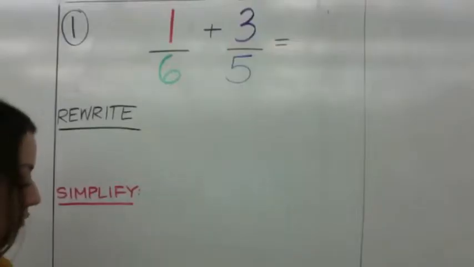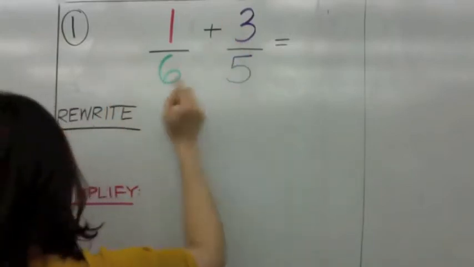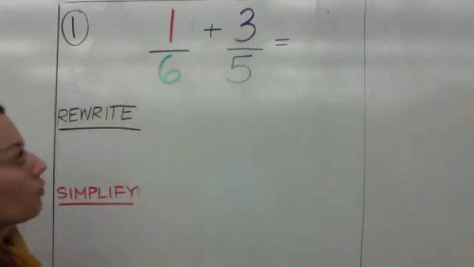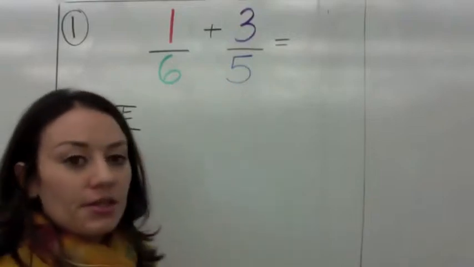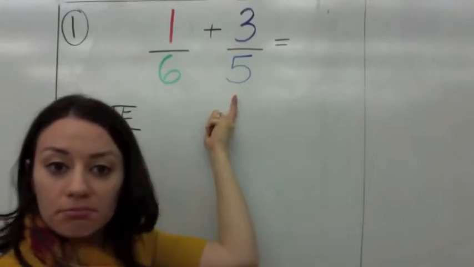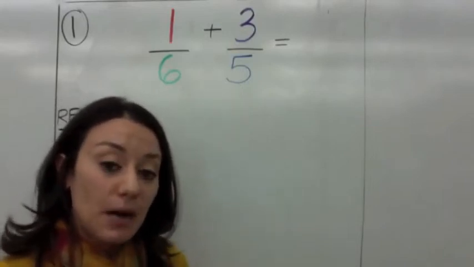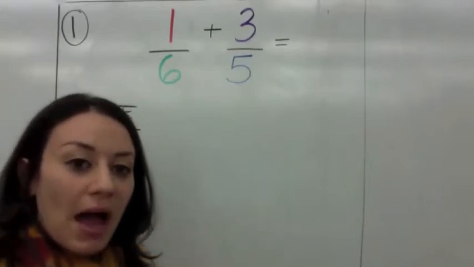Okay, read number 1 with me. It says 1/6 plus 3/5. Do these fractions have common denominators? Are the bottoms the same? No. So you can't add them unless you make the bottoms the same. So how do you do that?